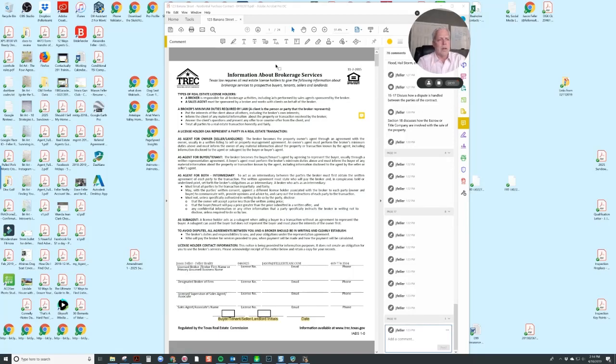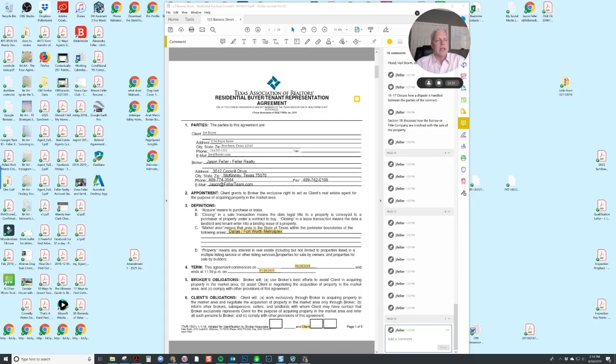And this form, although you are initialing off on the bottom where it's highlighted, you are not agreeing necessarily to all of the terms. You're just acknowledging that you've seen it. And in actuality, in Texas, you do not have to even sign this if you don't want to.